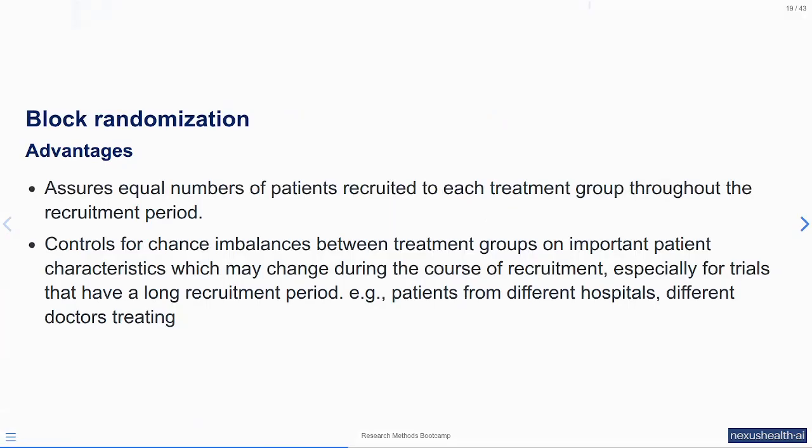What are the advantages? Again, as we have discussed, it assures equal numbers of participants are recruited to each treatment group throughout the recruitment period. It also controls for chance imbalances between treatment groups on important patient characteristics, which may change during the course of recruitment, especially for trials that have a long recruitment period. For example, patients from different hospitals, different doctors treating, and so on.